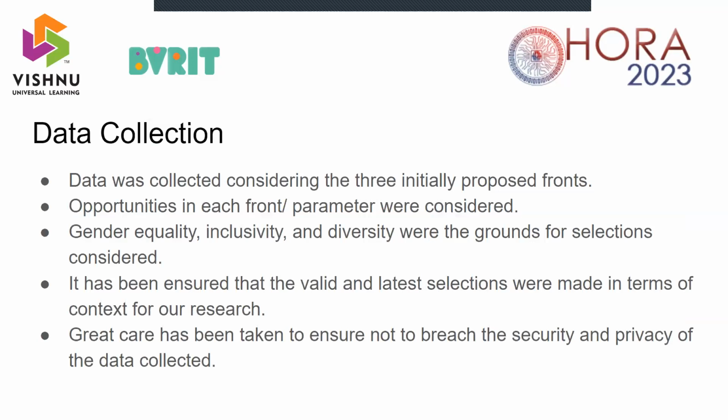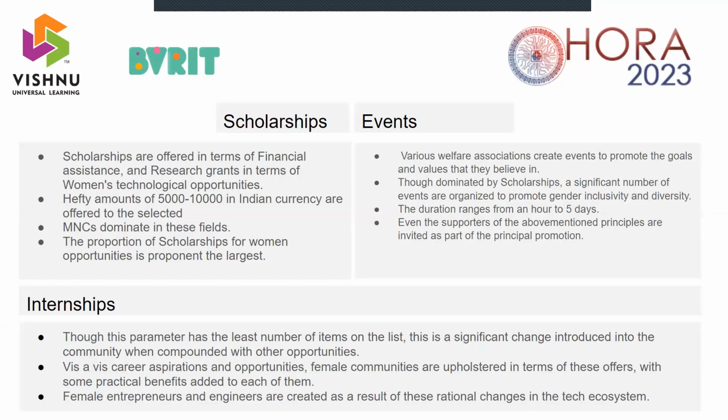Coming to the data collection part, the data was collected on 3 particular fronts. There are events, internships, and scholarships. And we have considered each and every opportunity, and mainly gender equality, inclusivity, and diversity. These were the major grounds considered while selecting all the opportunities. And we ensured that all the privacy and security rules of the data collection process were followed. In order to follow all the policies and regulations, everything was done in a systematic manner. And coming to the deep analysis of this data collected, first let us go through scholarships.